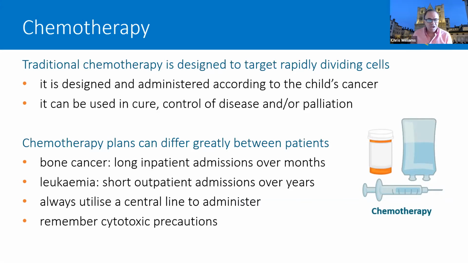So for example, a child with a bone cancer, we talked about this last time, osteosarcoma, they may have long inpatient admissions over several months, whereas in contrast, a child with leukemia may have very short outpatient or home-based admissions over years. We always use a central line to administer chemotherapy in children, and from an allied health perspective, always remember cytotoxic precautions. Children that are receiving chemotherapy are going to have cytotoxic waste, and it's a session we'll talk about. If you log into our session, I think it's session 4, Lisa will talk to you about safe handling and waste precautions.